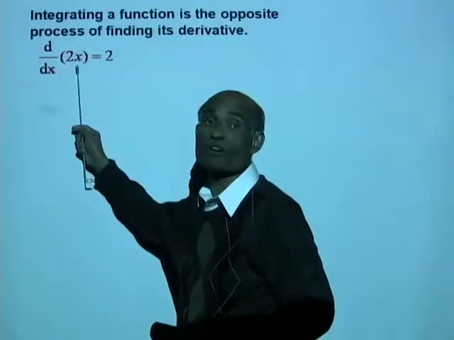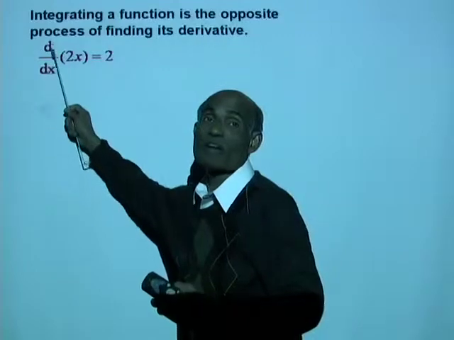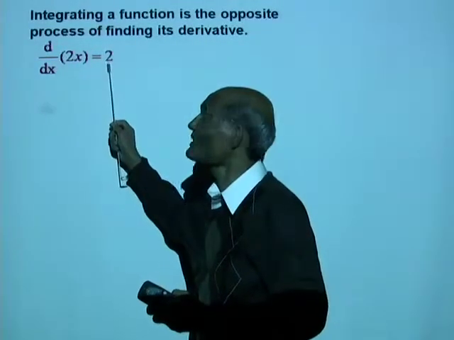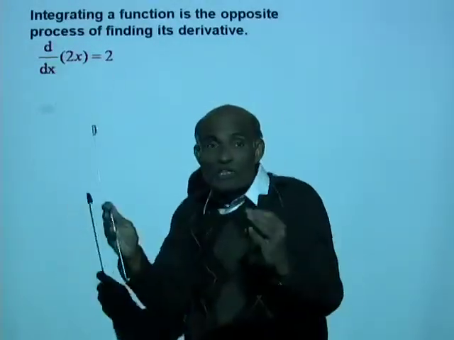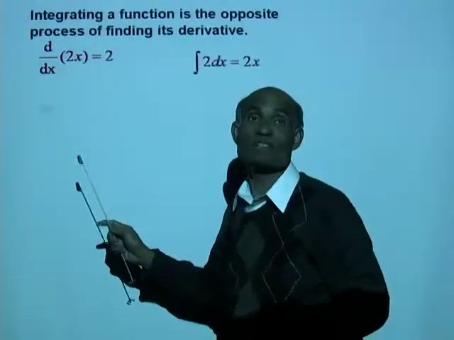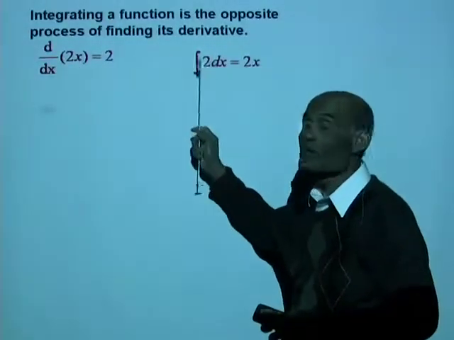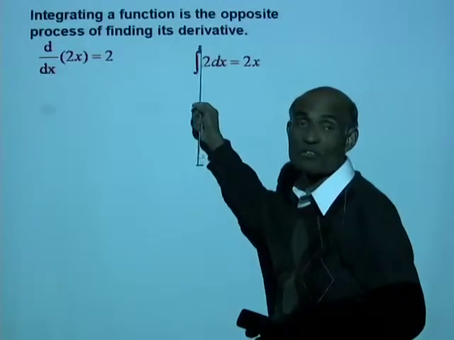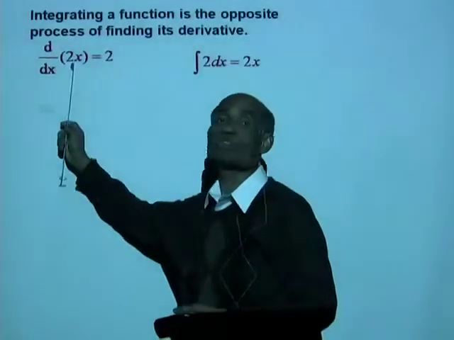This is your original function, y equal to 2x. If you find the derivative of that with respect to x, you get 2. If you now integrate this, in other words, sum all those changes with respect to x, you must get 2x. So we say the integral of this with respect to x, integral of 2, must give you back the original function.